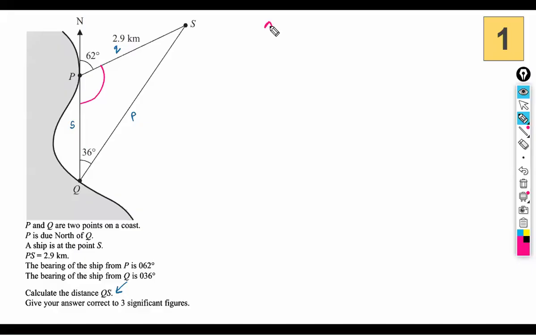Because the last time I checked, if you have a north-south line, from north to south is how much? 180 degrees, right? So now it's not 28, guys. Think about it. If from north to south is 180 and this portion is 62, shouldn't it be easy to figure out this portion? Won't it be 180 minus 62?